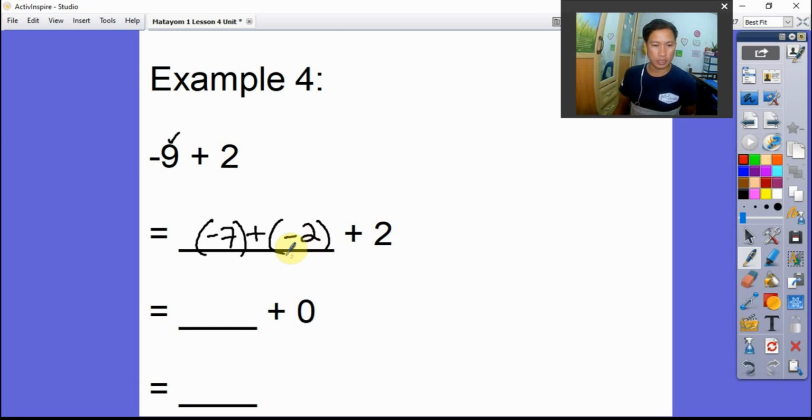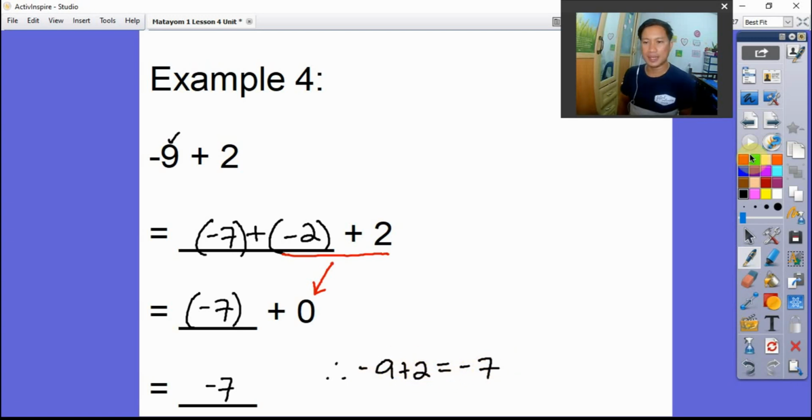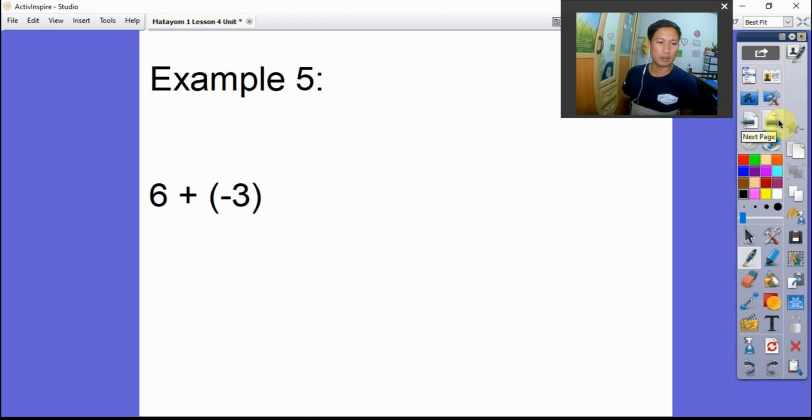All right, so this 2 here will become 0. And we will write negative 7 because we didn't do anything with the negative 7. Oh, sorry, I forgot. All right, so when you encounter this example, you don't need to write the parenthesis at the last answer. So therefore, negative 7 plus 2 equals, okay, negative 9 plus 2 is equal to negative 7.